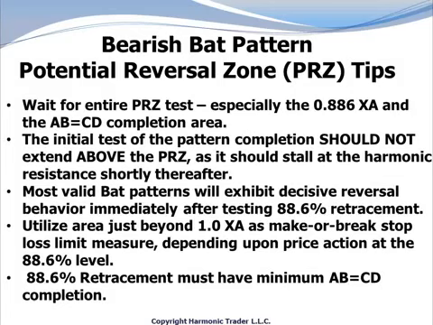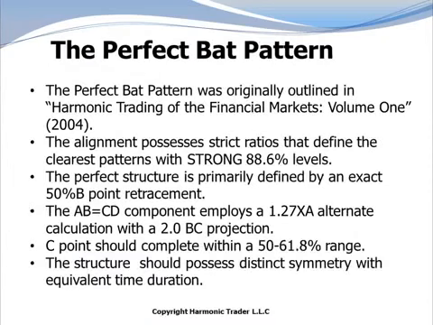Most valid bat patterns will exhibit decisive reversal behavior immediately after testing that 886 retracement. Utilize the area just beyond the 1.0 XA as the make-or-break stop-loss limit measure, depending on the price action at the 886 level, but anything above that 1.0 will invalidate the structure. Again, the 886 retracement must have a minimum equivalent AB equals CD completion, but frequently that ABCD will be extended.